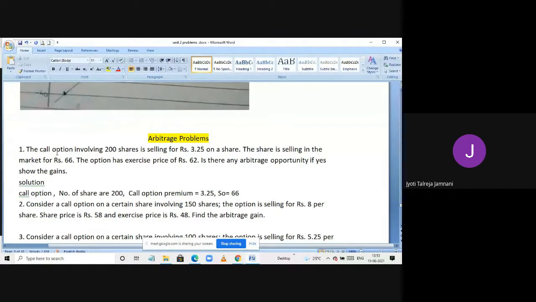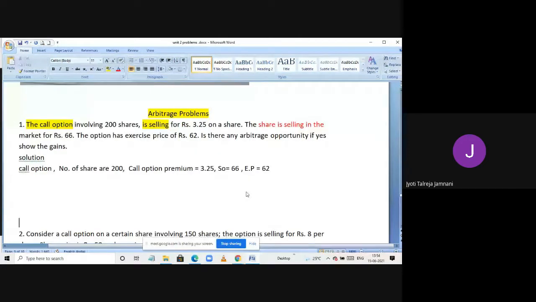I'll read the sentence again. The call option involving 200 shares is selling for rupees 3.25 on a share. So what is selling? The call option is selling. I'm highlighting these two points. The call option is selling for rupees 3.25, and here the share is selling. This is different. The share selling price is S0 and the call option selling price is the call option premium. Then the option has an exercise price of rupees 62. So here you can write exercise price EP is 62. This is the information given.